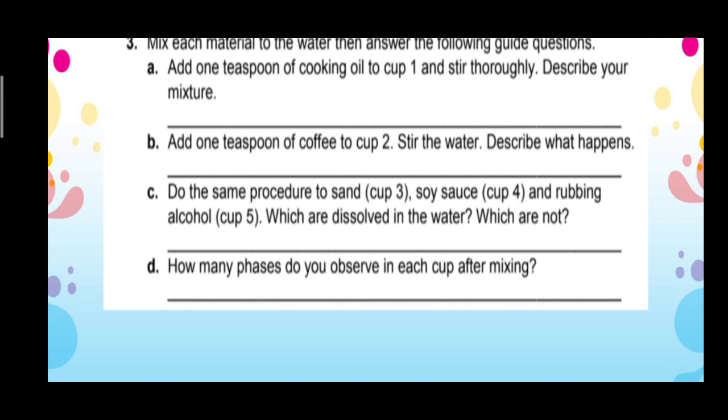For number 3 naman, ihahalo natin yung buhangin dun sa tubig. Okay, pag pinaghalo yung buhangin tsaka tubig, ano yung mangyayari? Sa cup number 4, pag pinaghalo yung tubig at yung soy sauce, ano yung mangyayari? Describe. And then, sa number 5, pag pinaghalo yung tubig at alcohol, ano yung mangyayari?